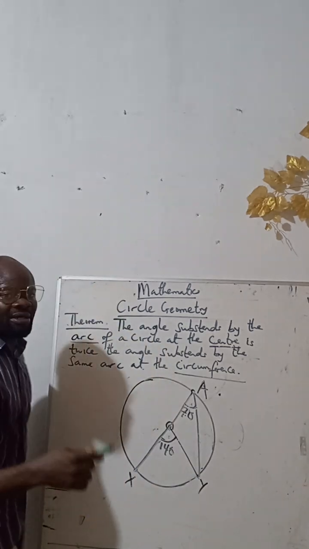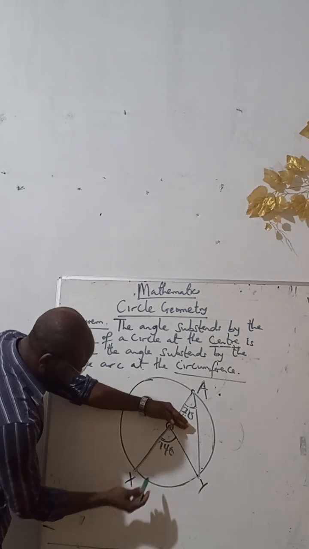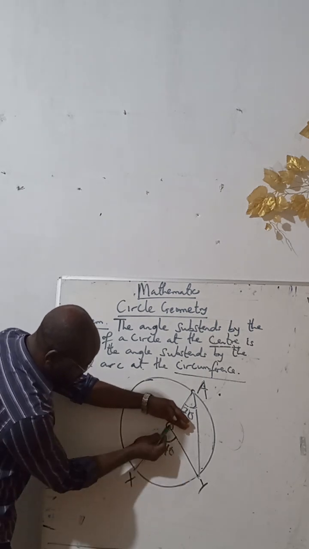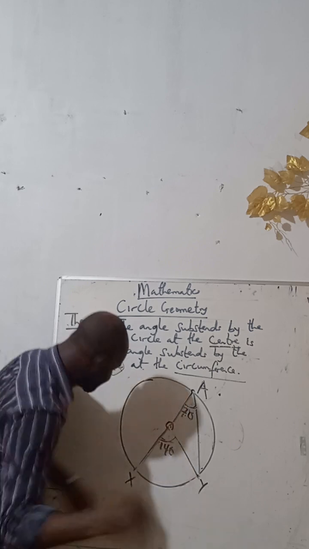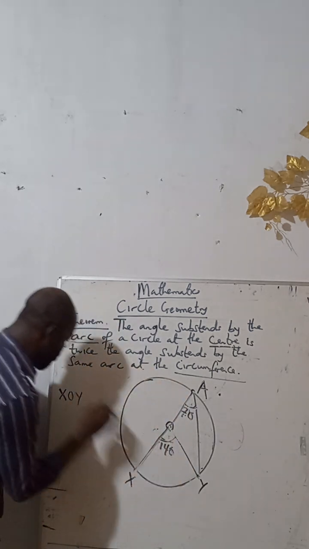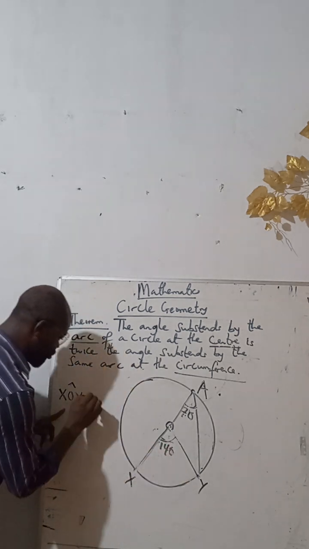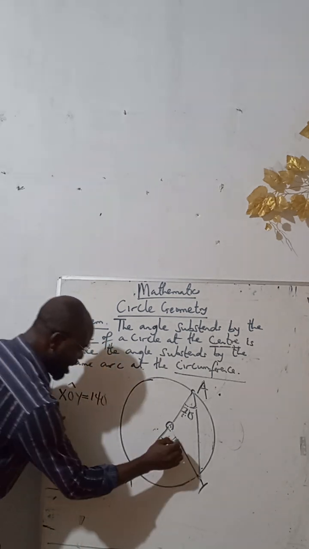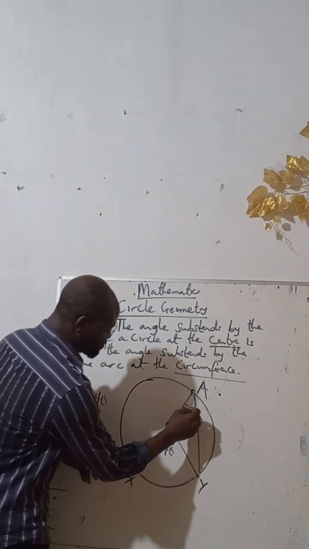Now, let's talk about how to represent angles. How do I represent this angle? Check it out. This angle, just say angle XOY. So the thing is on O. So I will say angle XOY, and the angle is on O. It equals what? 140 degrees. XOY equals 140 degrees.